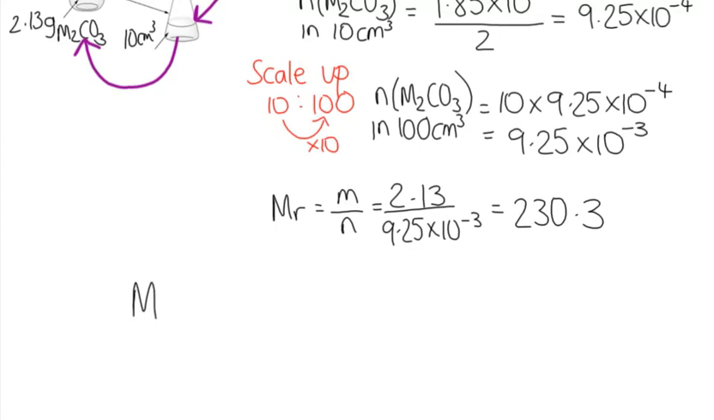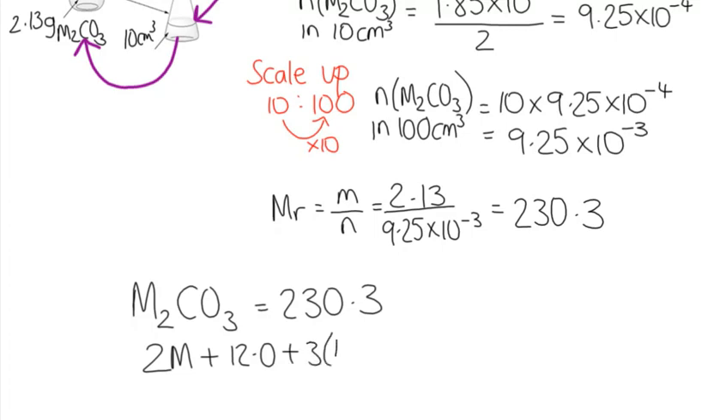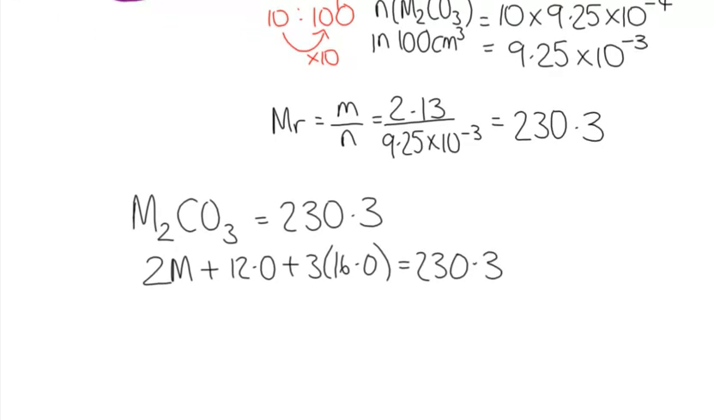So we know that the whole of M2CO3 is 230.3. We've got 2 M's, which we don't know, plus a C, plus 3 O's, and it equals 230.3. So do a bit of rearrangement. 2 M's is going to equal 170.3. So M, we're going to half that. We're going to get 85.1.